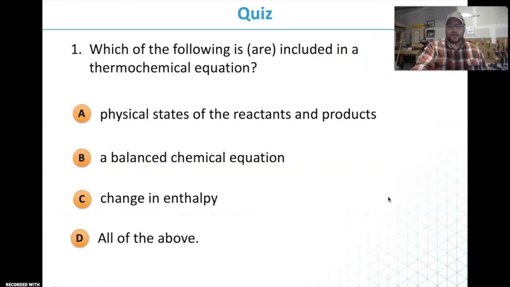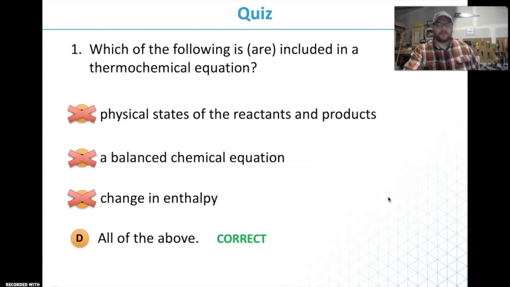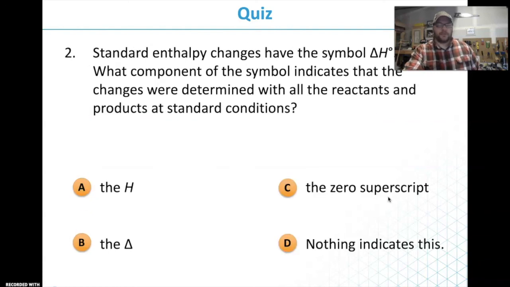All right, let's go ahead and test our knowledge here. So as always, you can pause the video if you need more time. Go ahead and read the question and answer the question. And our solution, all of the above. Number 2.